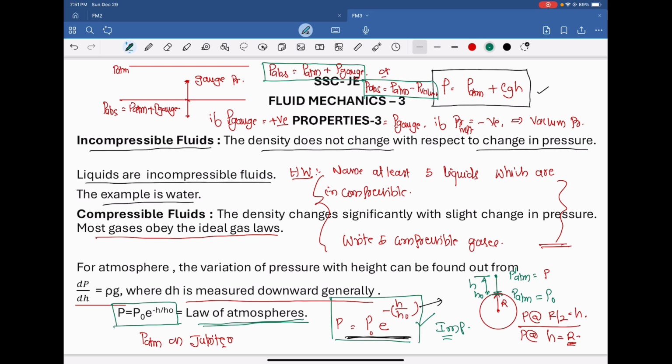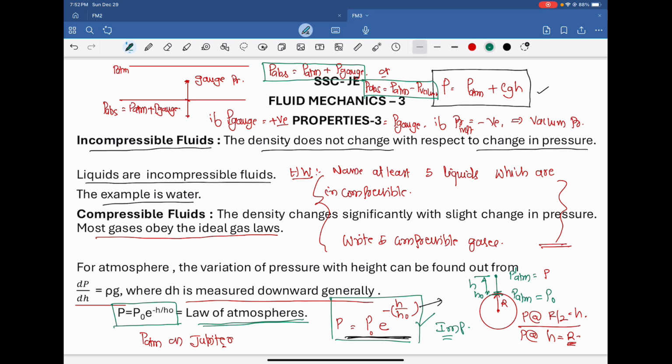Please remember these two things, which I had missed out in my previous class. I have told you P absolute is equal to P atmosphere plus P gauge. Now, if P gauge is the pressure measured by the instrument, and if the pressure measured by the instrument is negative, it is called vacuum pressure. P absolute is equal to P atmosphere minus P vacuum. This you please try to understand.